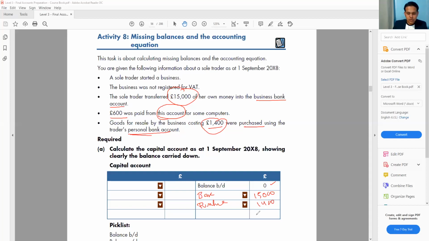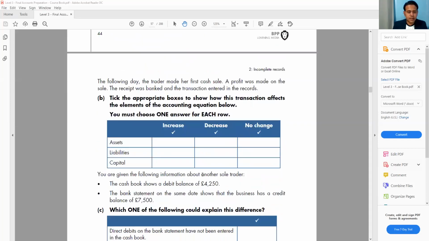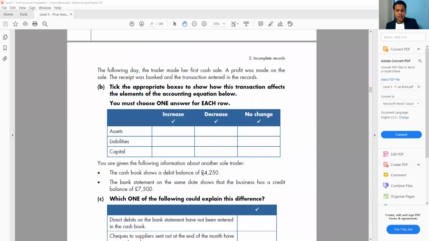Okay, so how much is the total here? 16,000 and 1,400, and 16,400 is my balance c/d. Balance c/d of the capital, 16,400. That's it. That's very straightforward and easy. So I'm sure all of you know this thing. This ledger account is not something very difficult. Let's try the next question together.